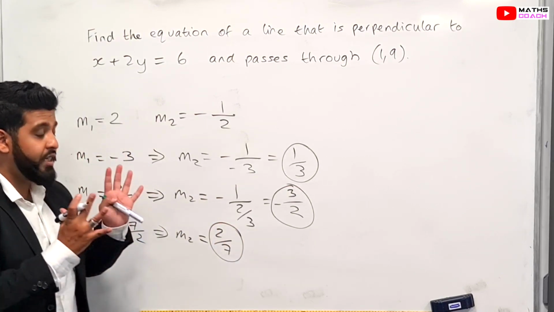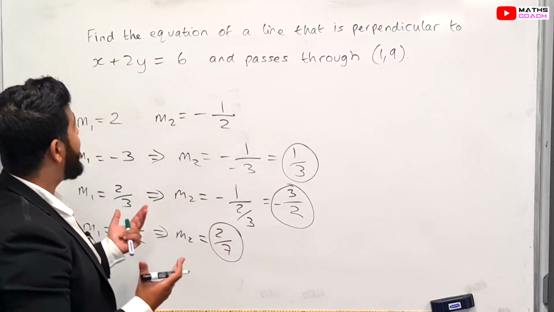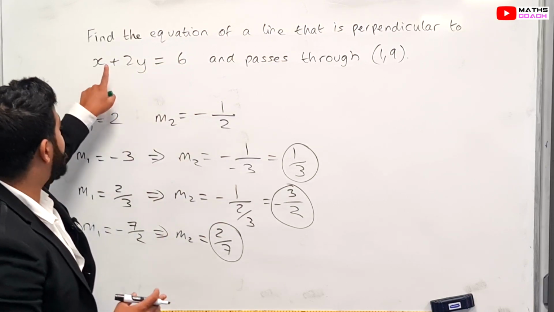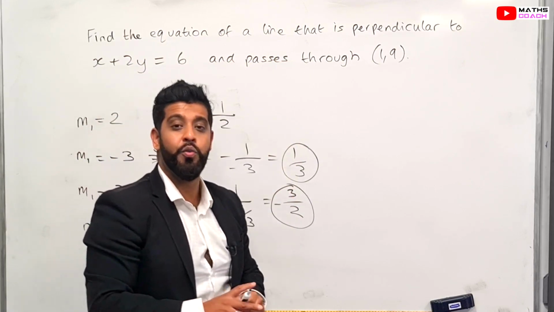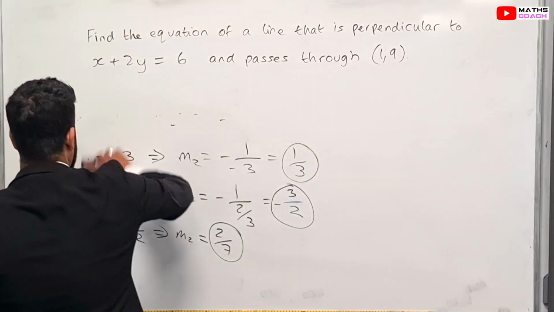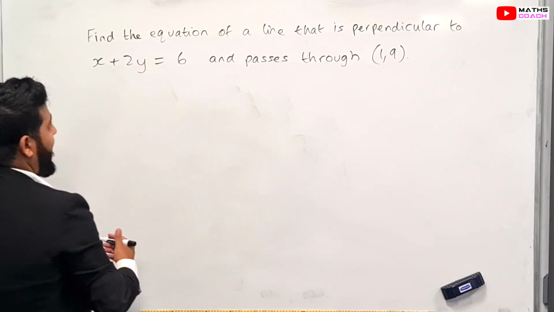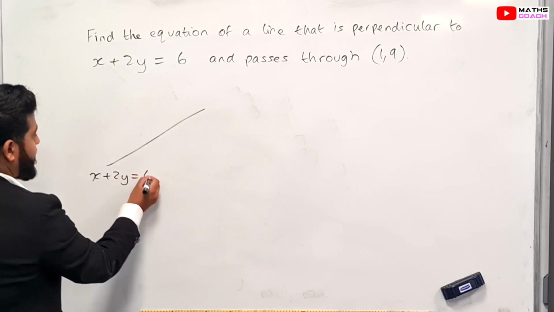Now that you've had time to practice this, let's apply it on a very typical question that you will get in an exam paper. Find the equation of a line that is perpendicular to x plus 2y is equal to 6, and it passes through (1, 9). So let's get rid of this here. Right, so what's it saying? It's saying there is a line, and this line is x plus 2y equals 6.